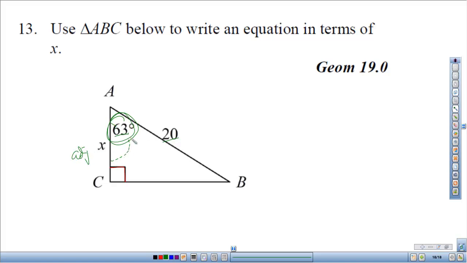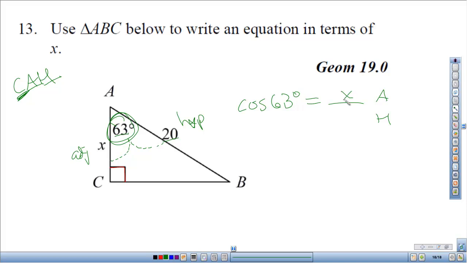Well, that's an adjacent side. And what would the 20 be? Well, that's a hypotenuse. And the trig ratio that uses adjacent and hypotenuse is CAH, right? Adjacent and hypotenuse, that's a cosine problem. So the cosine of a 63-degree angle is equal to, so CAH, adjacent goes on top, that would be x, hypotenuse goes on the bottom. All right, let's get the x by itself. To undo the dividing by 20, I would multiply by 20. And those cancel. So x equals 20 times the cosine of a 63-degree angle.